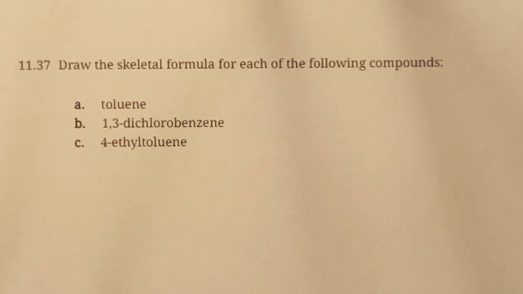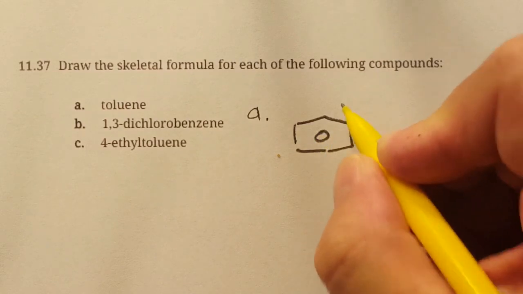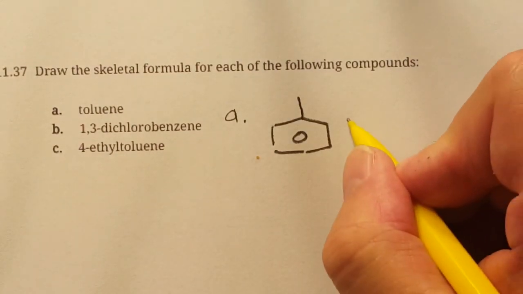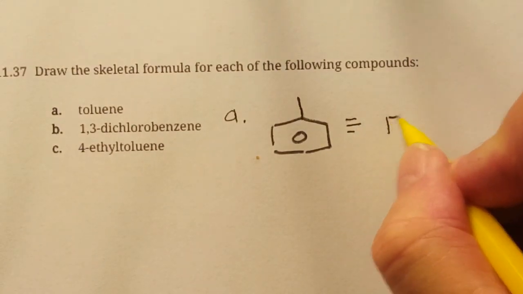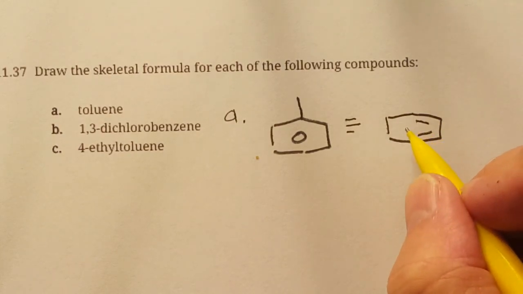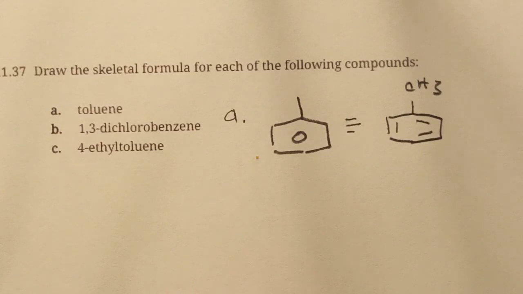Okay, our final question is 1137. Draw the skeletal formula for each of the following compounds. So these are aromatic compounds. As you remember, toluene has that special structure in which there's a benzene ring with a methyl attached to it. This is equivalent to drawing it this way. 3 double bonds that alternate and a methyl group. These are equivalent drawings.